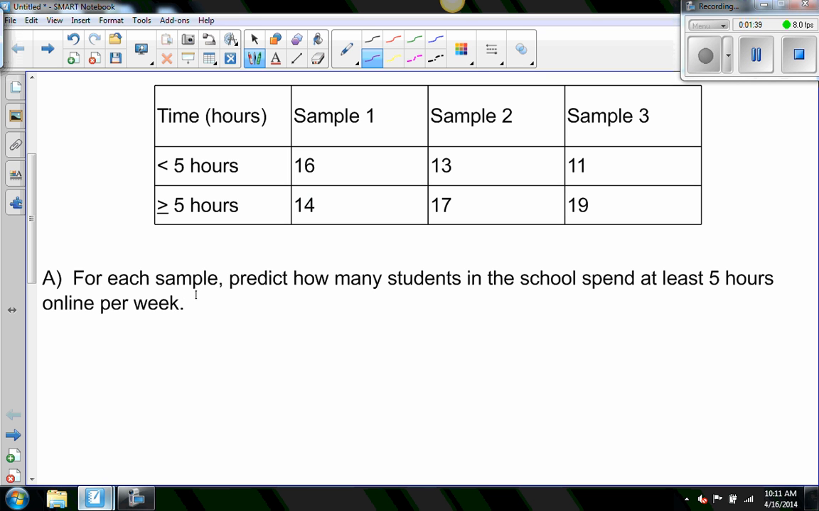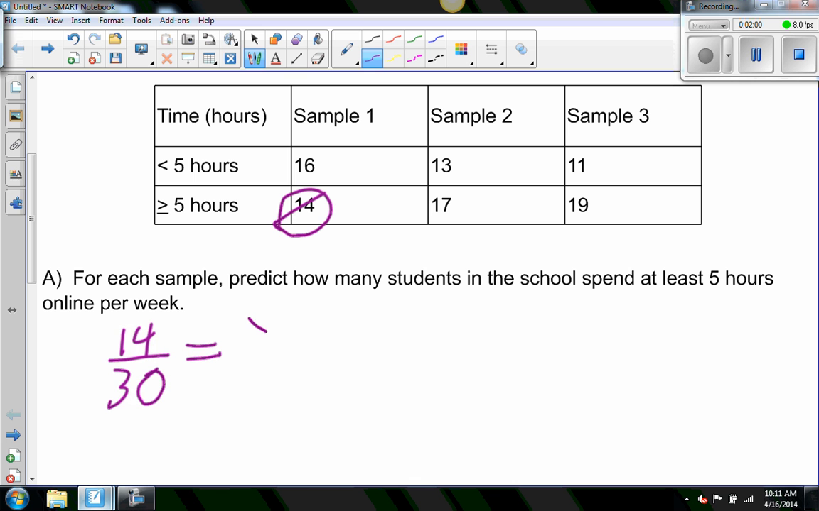For each sample, I need to do each one separately. So for sample 1, how many kids spent at least 5 hours online? 14 of them. 14 out of how many? It said there were 30 in each sample, right? 14 and 16 is 30. So 14 out of 30.